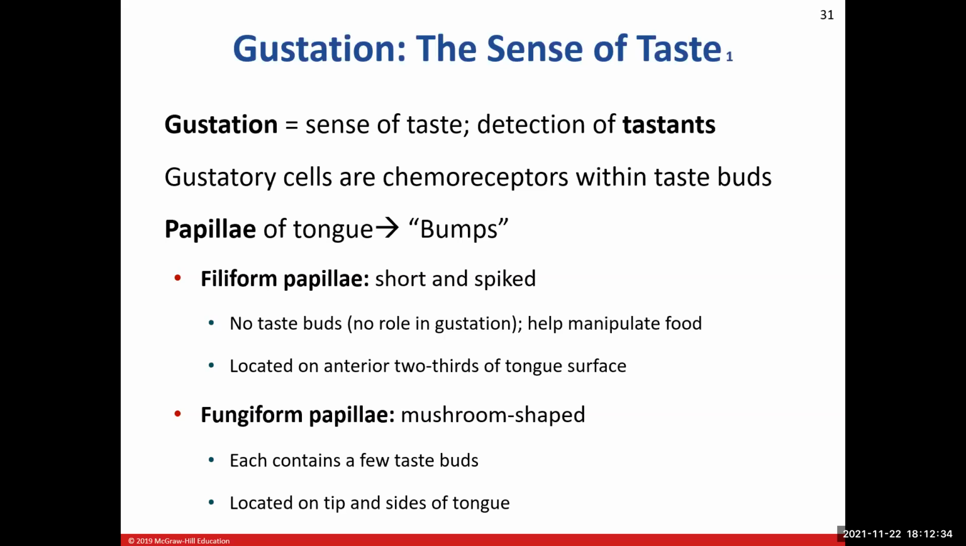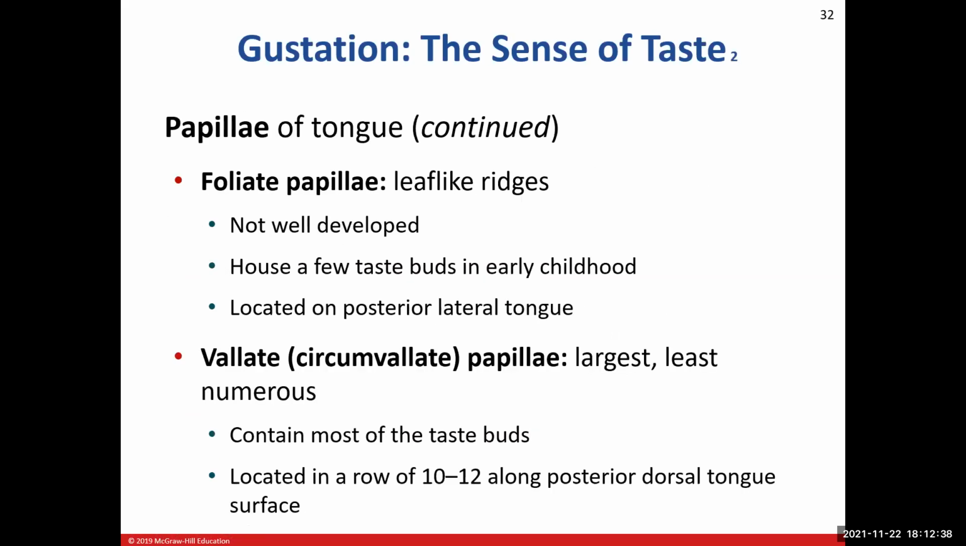Our third group are the foliate papillae. Again, folia, think of autumn, fall, that season that we're going through. These papillae have a ridge-like configuration that look like leaves. The taste buds that exist there are present during early childhood, so again, we don't have a lot. These are located on the side of your tongue, but more posterior towards the base of the tongue.